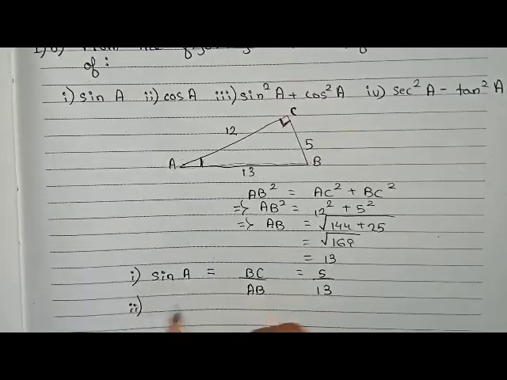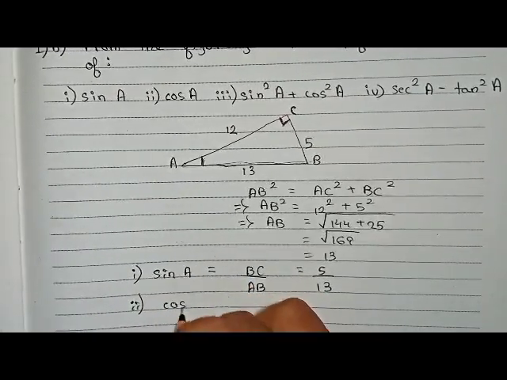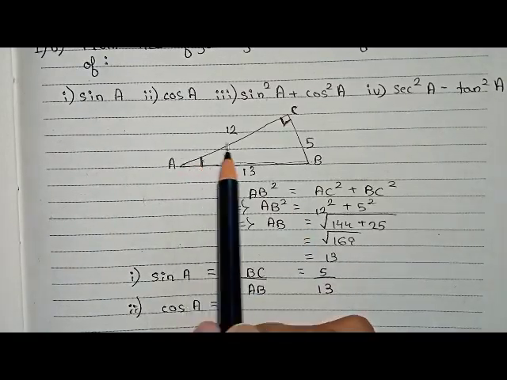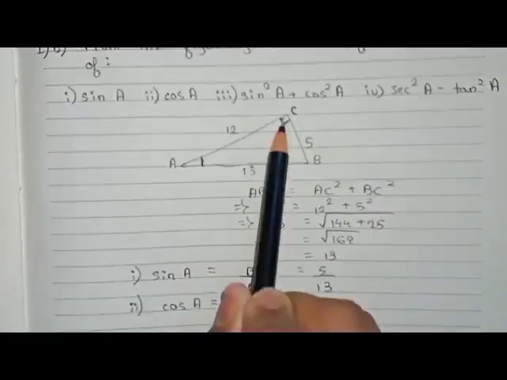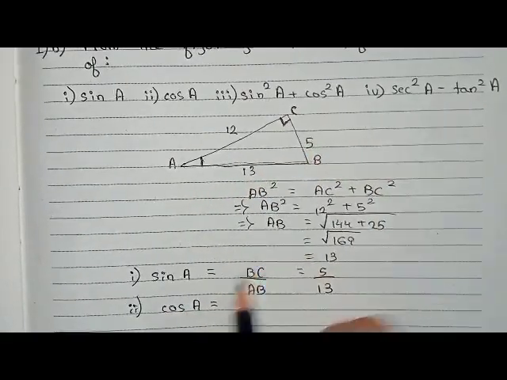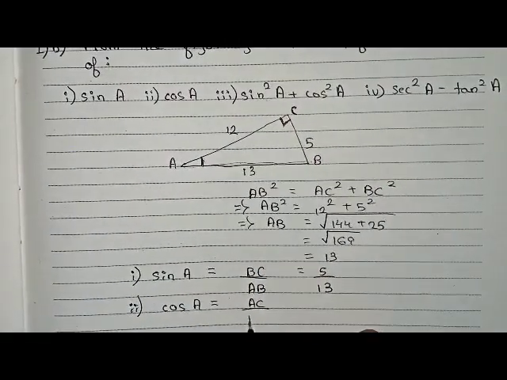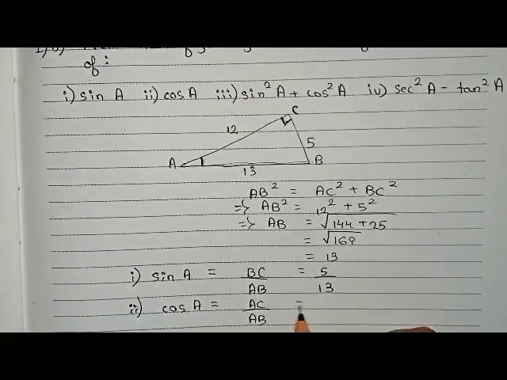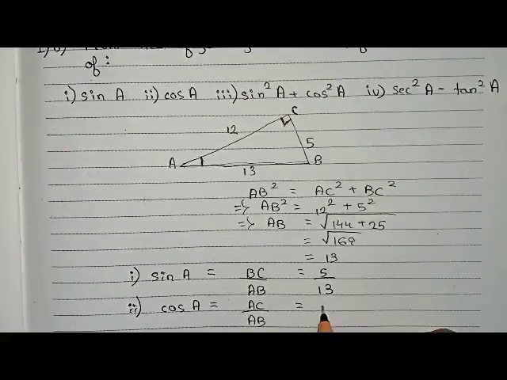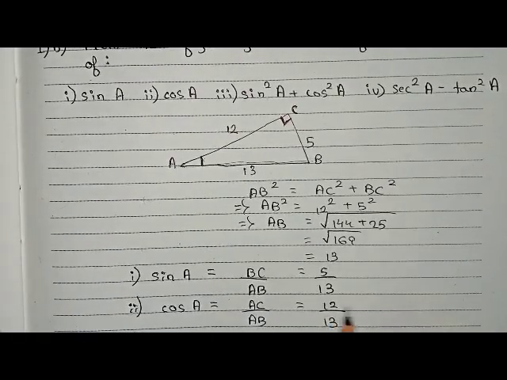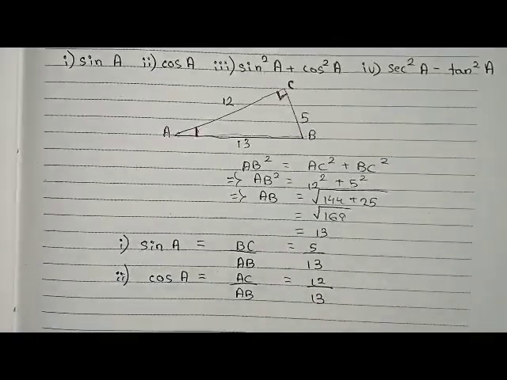Second question, given cos A. Cos A means base by hypotenuse. So base will be AC, AC by the hypotenuse, that is AB. So AC is 12 and AB is 13. So the value of cos A will be 12 by 13.